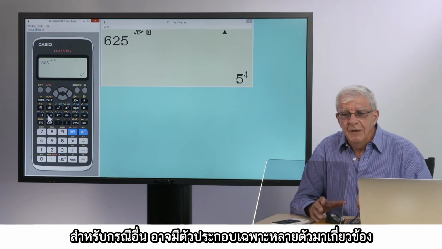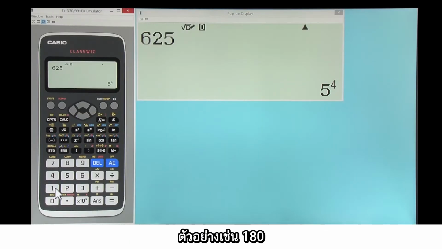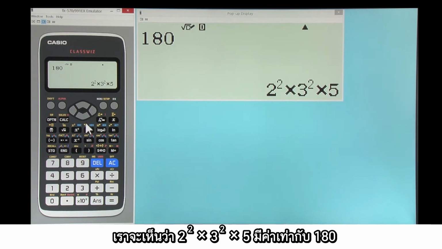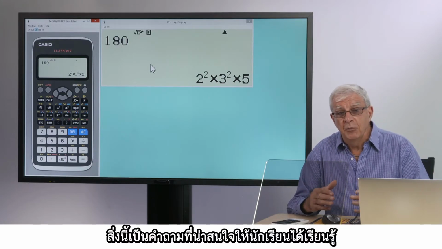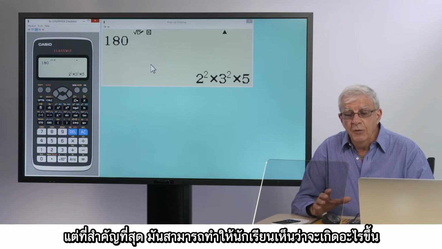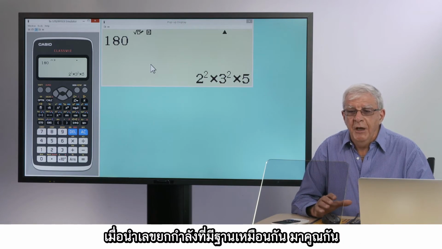In other cases, several different prime factors may be involved. So here's an example of 180, and if we find the prime factors, shift and the prime factors, we see that 2 squared by 3 squared by 5 is 180. This will give students some intriguing problems to study, understanding how indices work. But importantly, this allows students to see for themselves what happens when powers of the same base are multiplied.